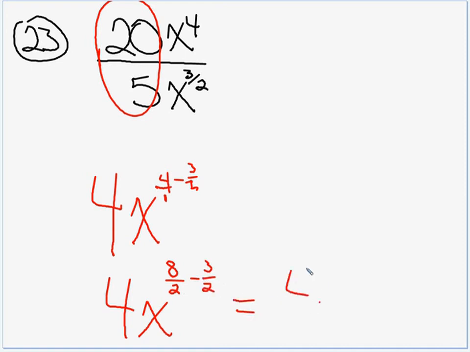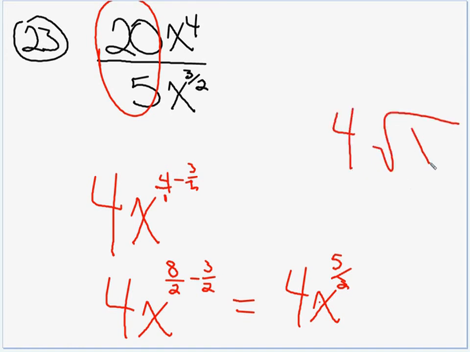All right, so that's 4x. And then we have 8 halves minus 3 halves is 5 halves. And I would say since that's the form we were given the problem in, we should probably leave it in that same form. 4x to the 5 halves power. If you went the extra mile and put it back under a radical, of course, this would be a square root, and the 5 would be in there.